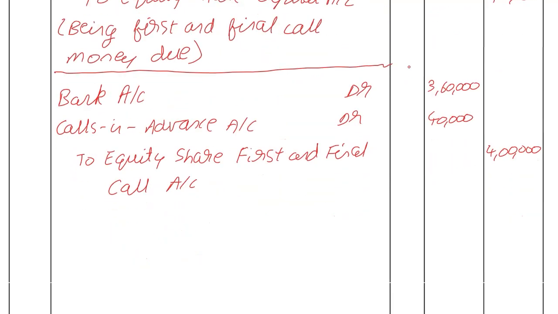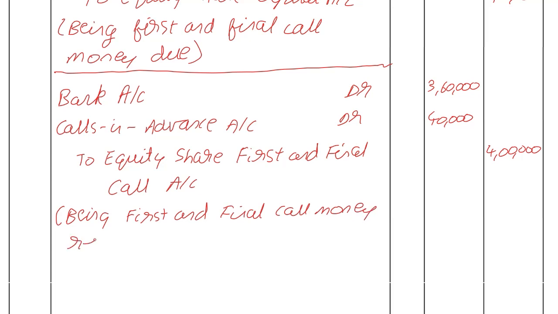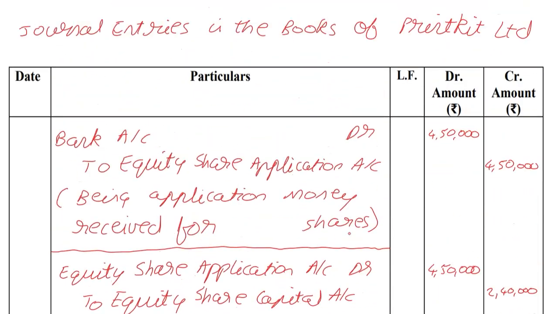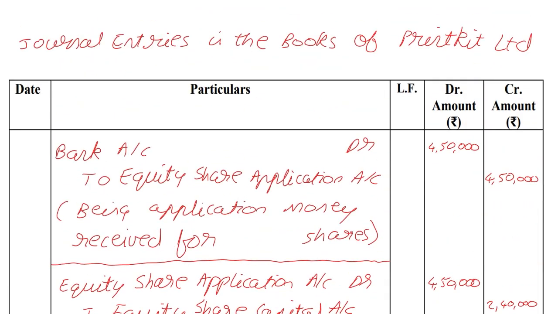Being first and final call money received after adjusting calls in advance. So a lot of narration, a lot of format, a lot of standard journal entry, and then you have to think a little bit because we have two groups for pro rata. Otherwise this is it. We are done with the question. Any doubt, feel free to ask.